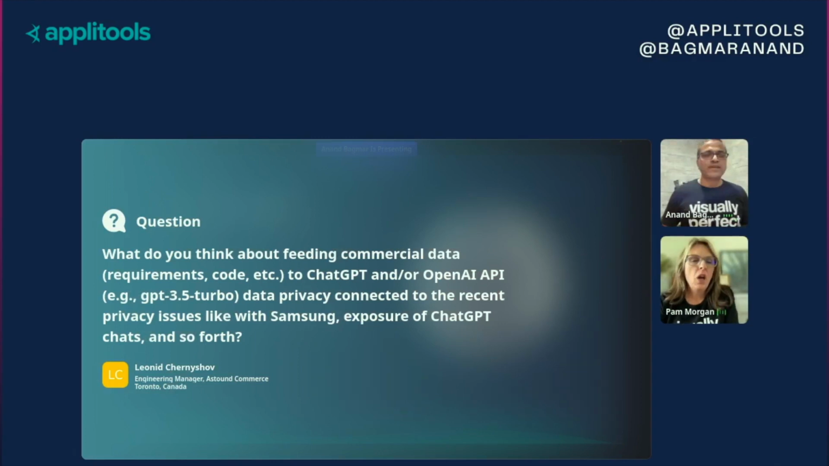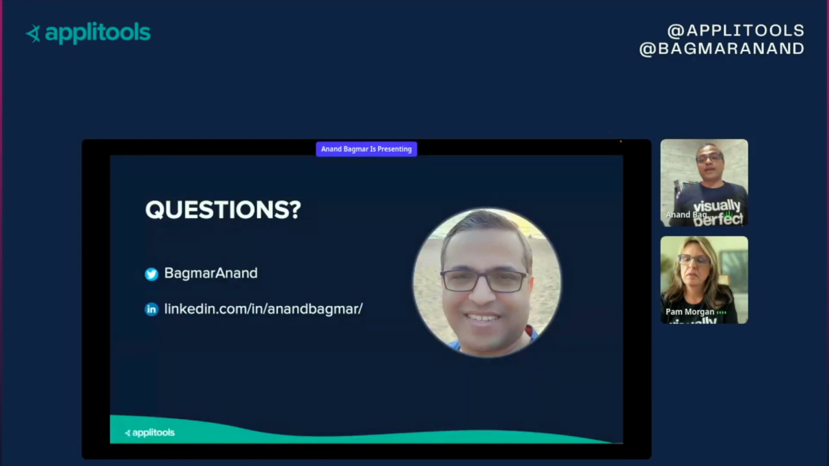This is from Leonid. What do you think about feeding commercial data, requirements, code, et cetera, to ChatGPT and/or OpenAI, with data privacy connected? Feeding public data is okay because it's out in the public space anyway, right? But commercial data could be public or it could be private, and that could become an issue.